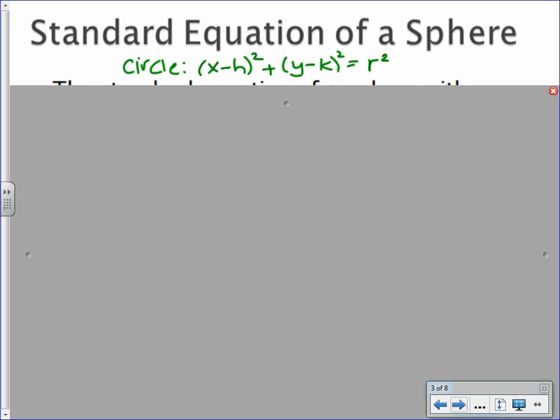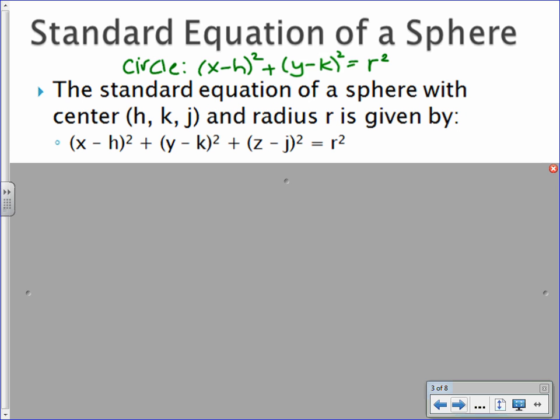Okay, so a sphere in 3 space is going to have a standard form that looks like this. Okay, our center is now HKJ. We still have a radius for our sphere, R. And so it looks very similar. We've just thrown in the z minus j, the quantity squared.